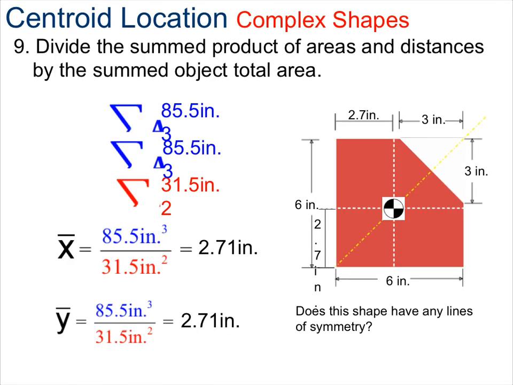In step 9, we can divide the summed product of areas and distances by the summed object's total area. So we had 85.5 cubic inches, divide that by 31.5 square inches, and we get 2.71 inches for X bar, and I get the same value for Y bar. 85.5 cubic inches divided by 31.5 square inches gives me my 2.71 inches. Again, those values match up only because that complex shape had a line of symmetry in it, as indicated by the picture on the right.